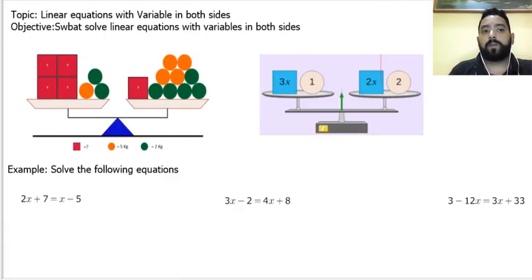Hi everyone, today I will explain linear equations with variables on both sides. That means that we're going to have variables to the left of the equal sign and variables to the right of the equal sign.